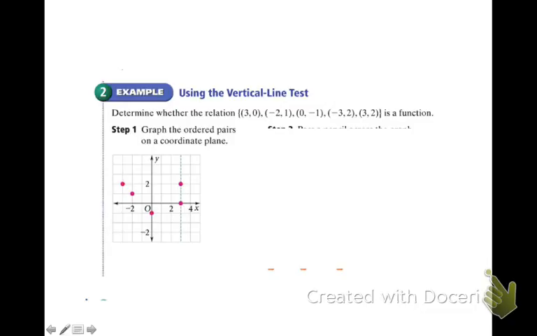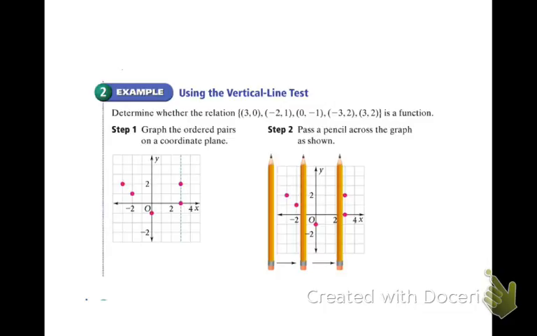So to use the vertical line test to determine whether the relation is a function, remember to graph it. So you'll be graphing again like you did last night on homework. And you graph the ordered pairs on the coordinate plane. Then step 2, pass your pencil across the graph as shown. So this is kind of a review. So the vertical line would pass through (3, 0) and (3, 2), and the relation is not a function.